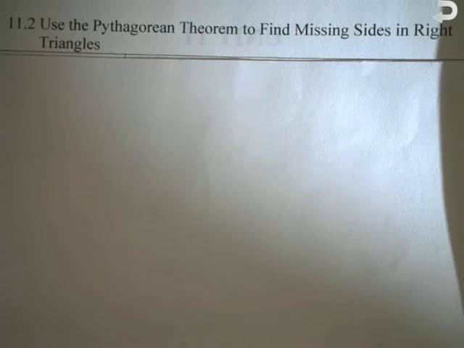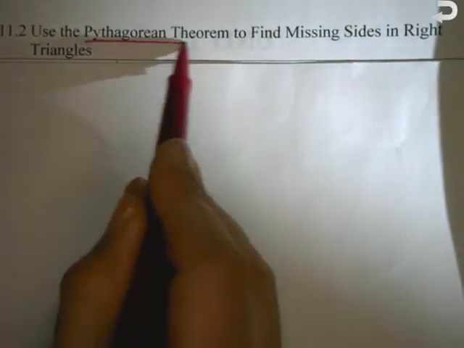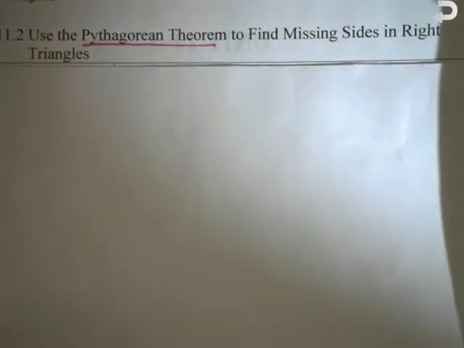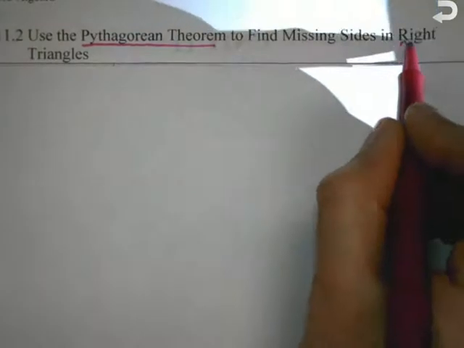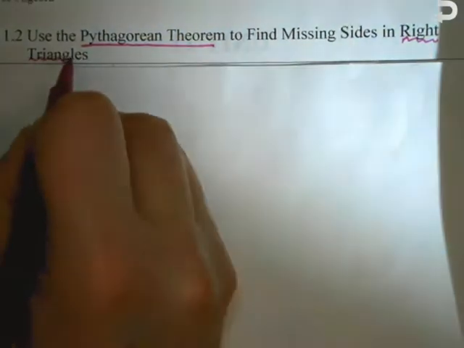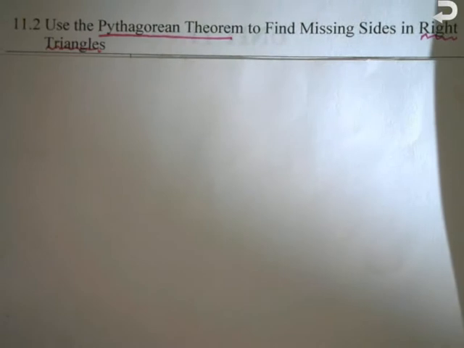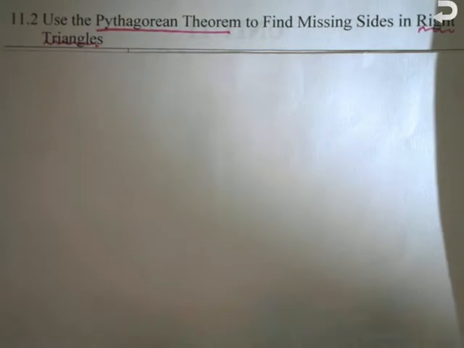Today we are learning about one of our new best friends. It's called the Pythagorean theorem. Okay? Pythagorean theorem only applies to right triangles. So you can only use the Pythagorean theorem with right triangles. And we're actually going to use it to find missing sides.